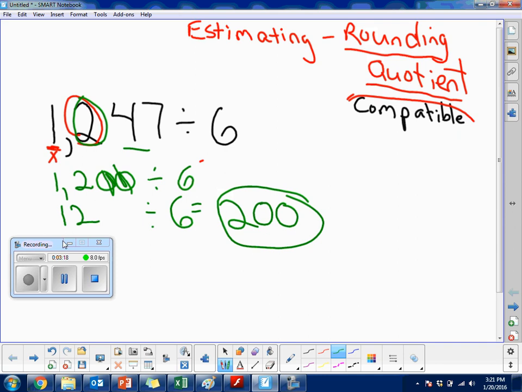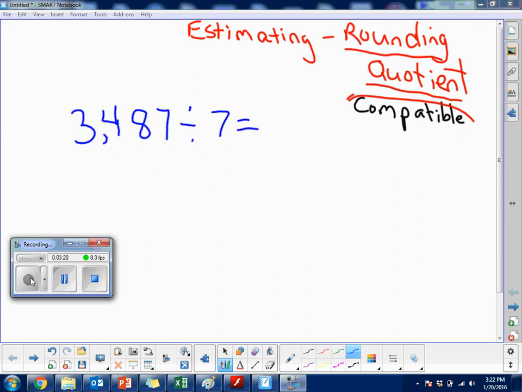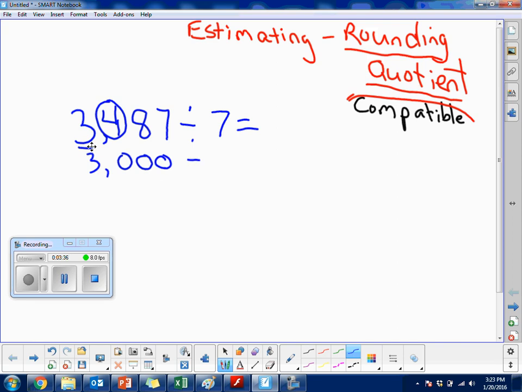We're going to try one more. Here we have 3,487 divided by 7. Let's check this one out. First off, let's look at the 3 right there. That 4 is going to make it go to a 3,000. We have 3,000 divided by 7. Cross all our zeros off, we have 3 divided by 7. Is that possible? No, you can't do that.